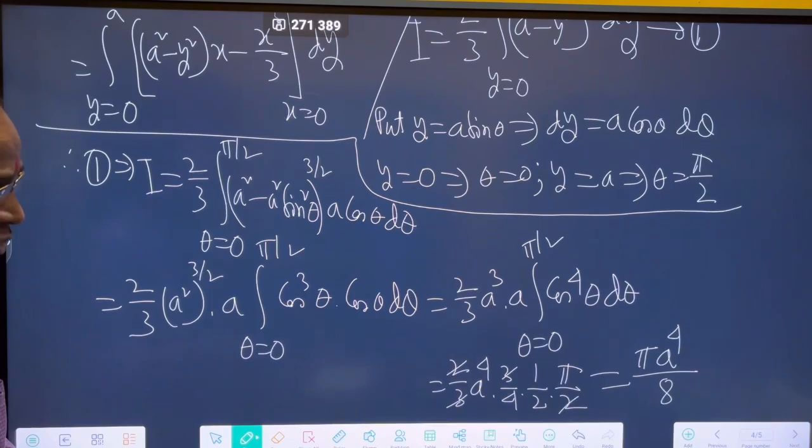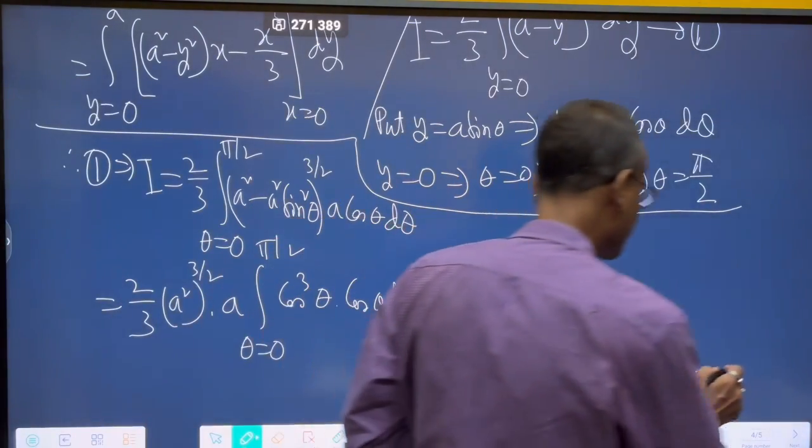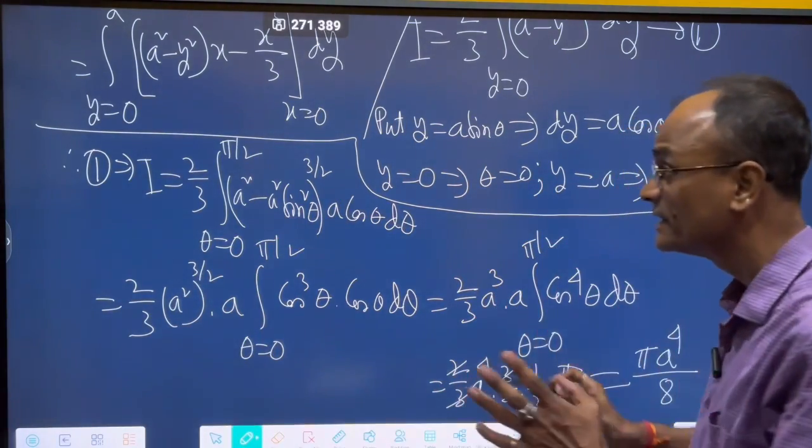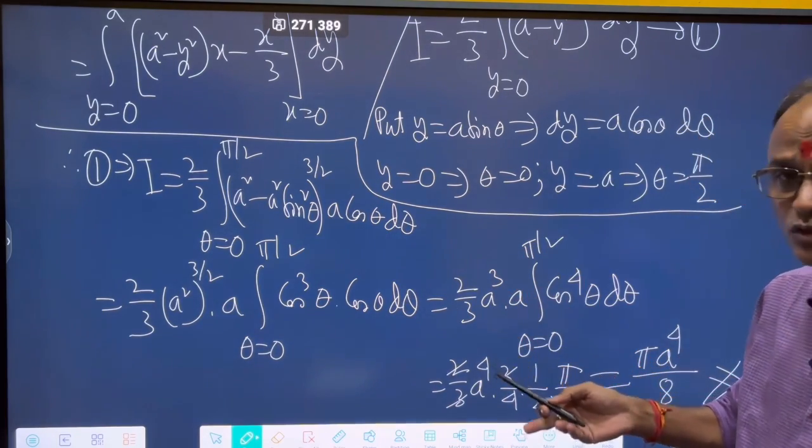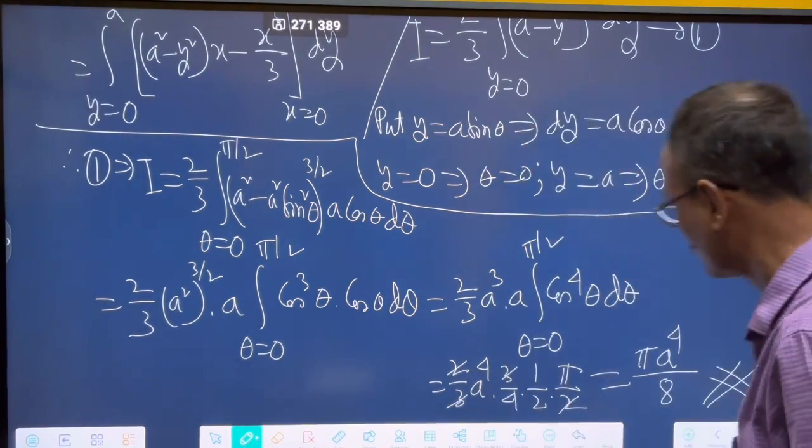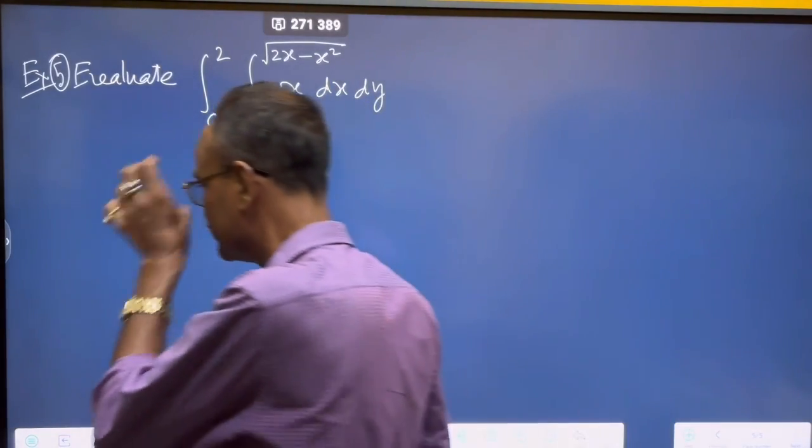Pi into a to the power 4 divided by 8. This is the answer of this question. Therefore, we have solved 4 problems. Let us try to solve this problem.